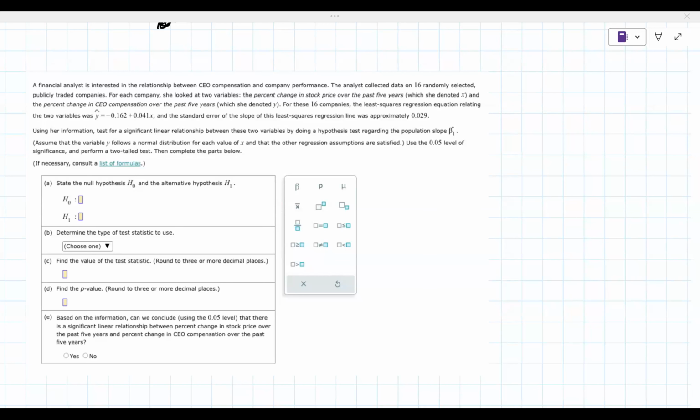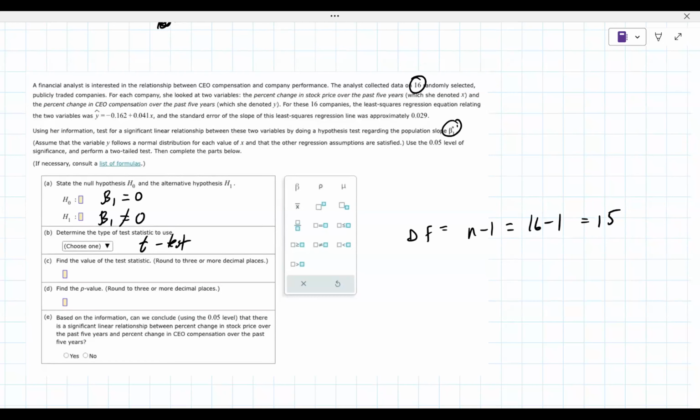hypothesis test on slope B1. So your null hypothesis is that beta 1 equals 0, and your alternative is that beta 1 does not equal 0. This uses a t-test. When we put the t-test, it asks us for a degree of freedom. So it's based on the sample size. The degrees of freedom is typically n minus 1, 16 minus 1 in this case, 15.